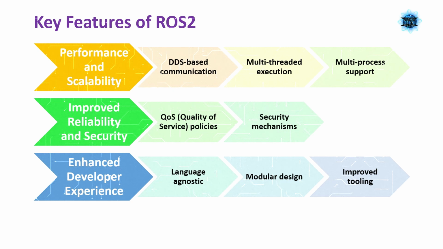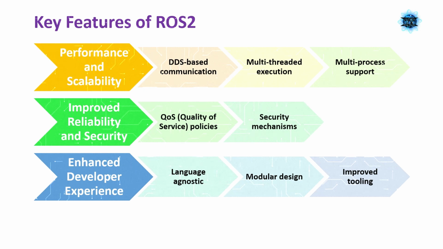So under the key features of ROS2, the first one is performance and scalability. Under performance and scalability, we are going to discuss DDS based communication, multi-threaded execution, and multi-process support. And coming to the second key feature, that is improved reliability and security. Here we discuss quality of service and its policies and security mechanisms.